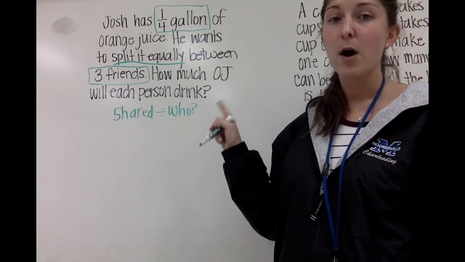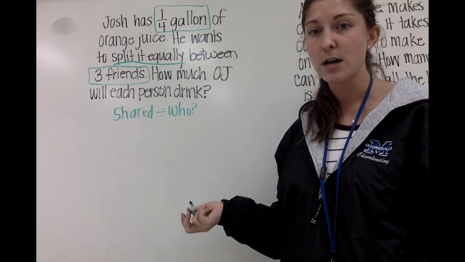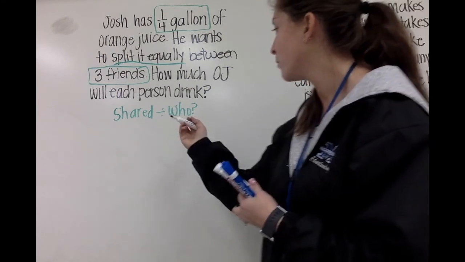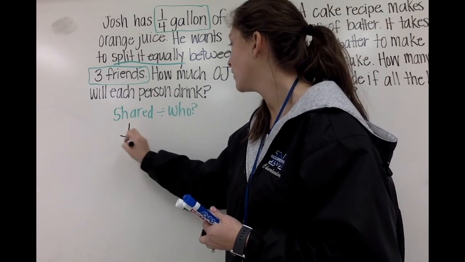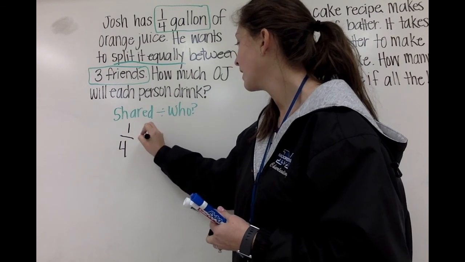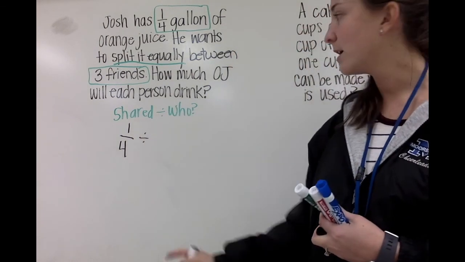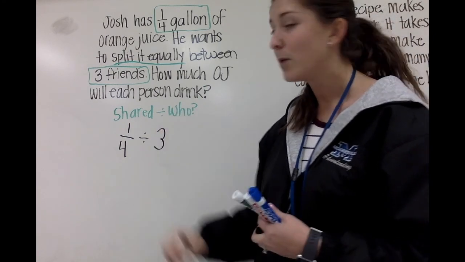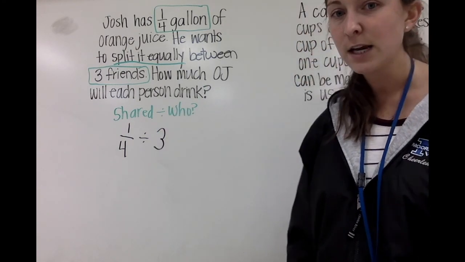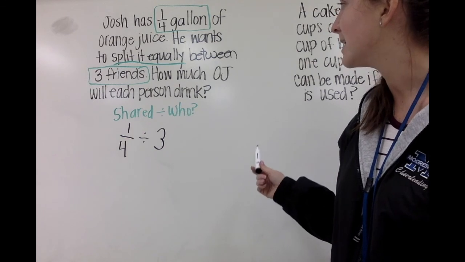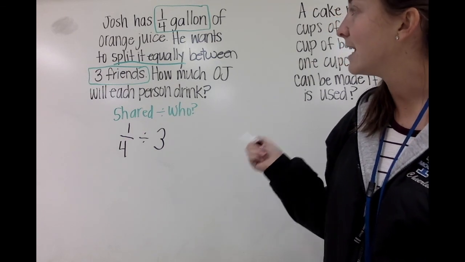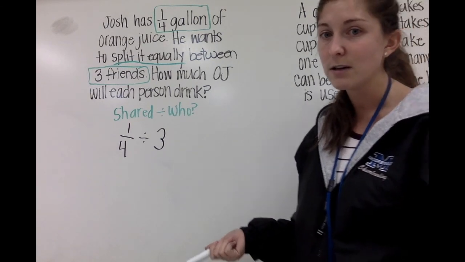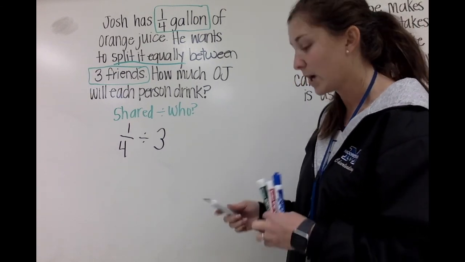So in my problem, what is Josh wanting to share? Well, Josh is wanting to share his 1/4 of a gallon of orange juice. And he's sharing it with or between 3 friends. I'm only going to include the number 3 in there because it really doesn't say whether it's him and 3 friends or just the 3 friends. So I'm going to leave it as 1/4 divided by 3.